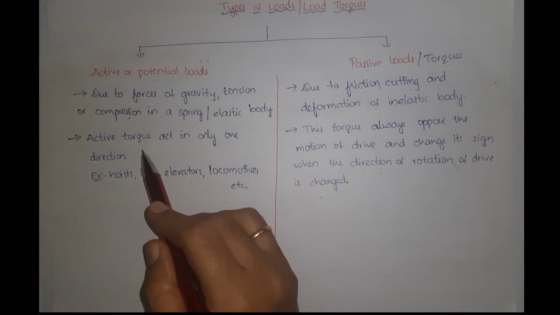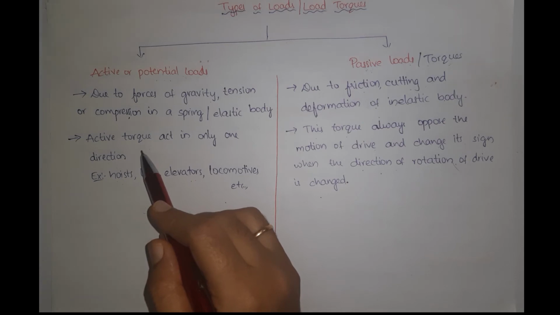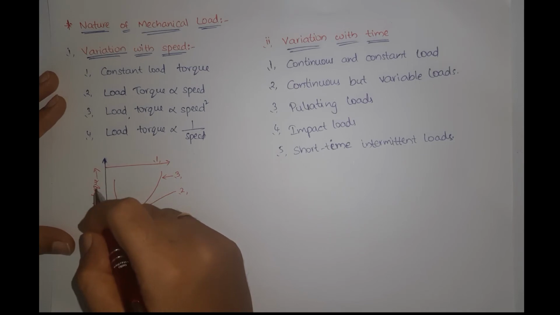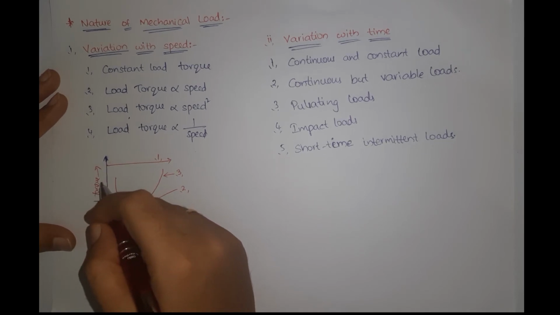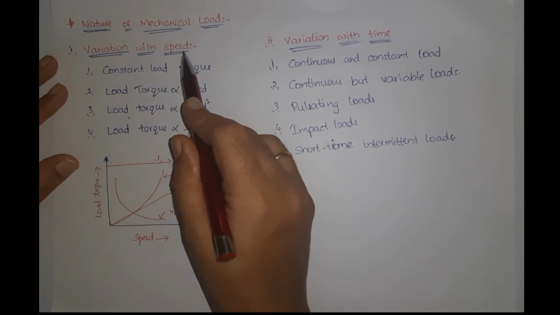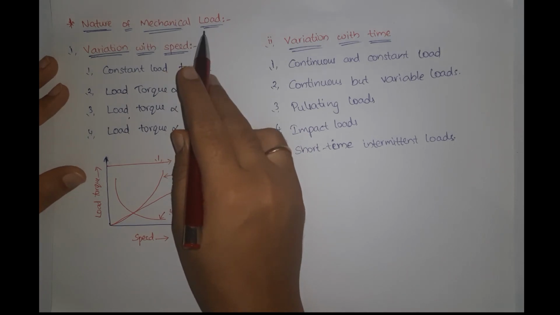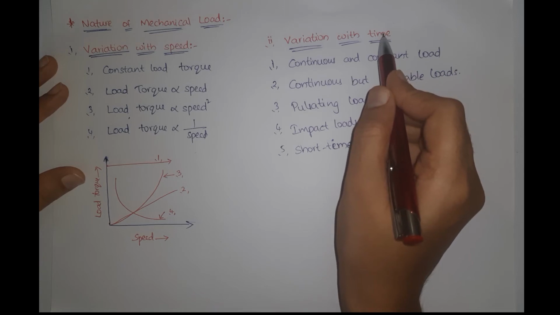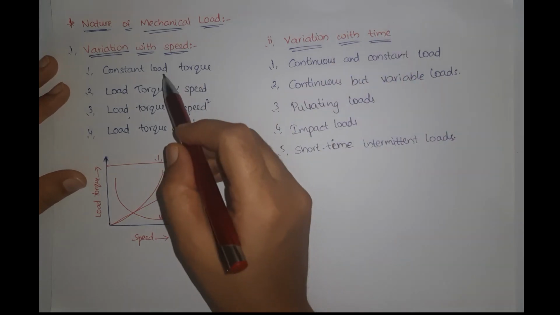So this is about how the loads are. Now, the most common type of load that we encounter with an electrical drive is a mechanical load. What is the nature of the mechanical loads that we generally encounter while using electrical drives? Let us see. It is mainly categorized based upon the difference in speed of the mechanical load, or its variation with time, and how it varies with respect to time. So let us see one by one.